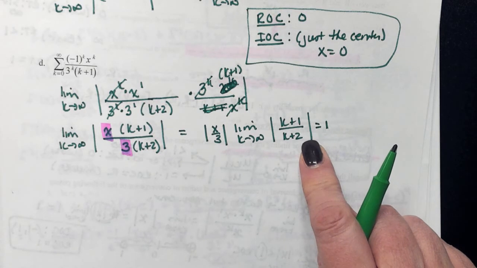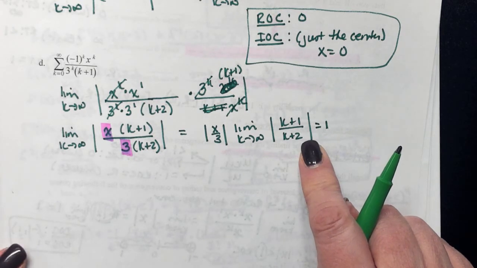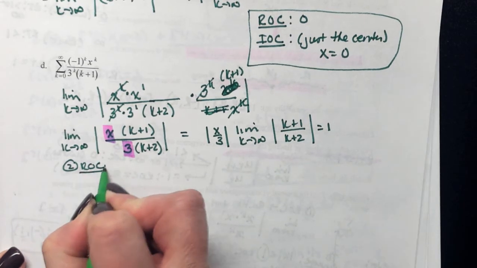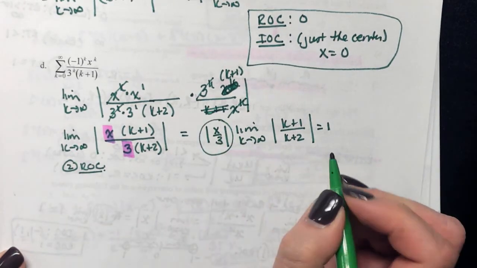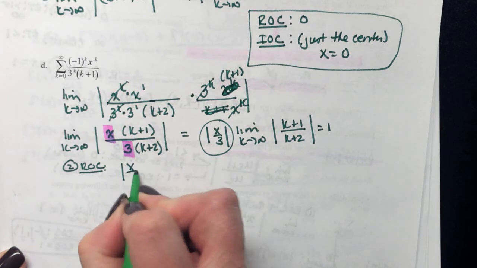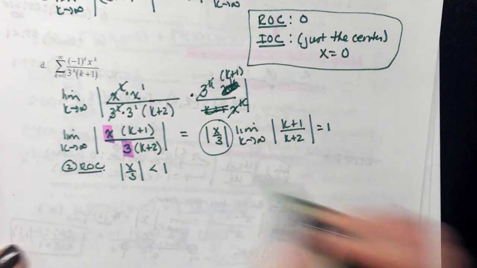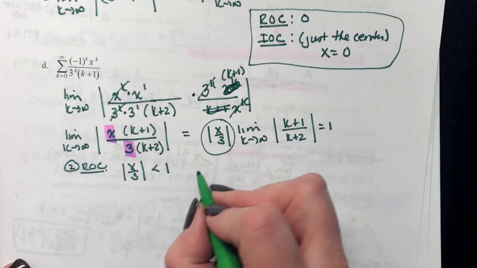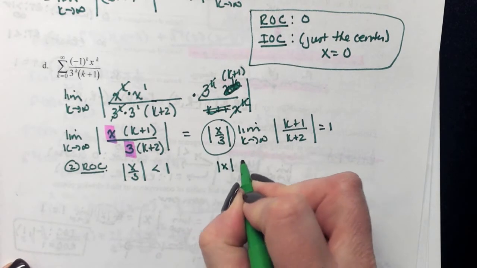So what case do I have? Best, worst, or middle of the road? Middle of the road. So again, to find that radius of convergence, I have to take whatever I factored out, the absolute value of x over 3, and find when it's less than 1. You want to solve for the absolute value of x, so what are you going to multiply by? You're going to multiply by 3. So the absolute value of x then is less than 3.